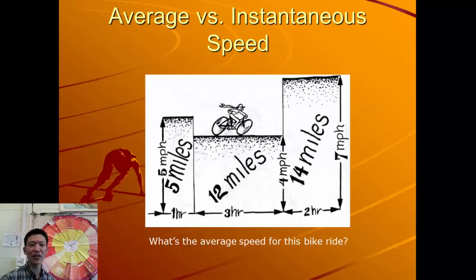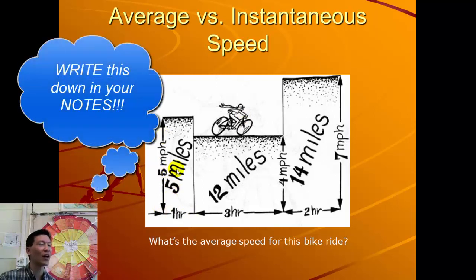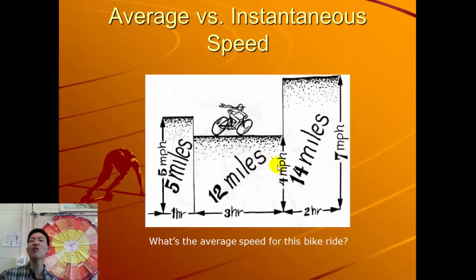Got it? Here's another example that's a little bit more concrete. Let's say you're on a bicycle, and for the first hour, you ride 5 miles per hour, so you go 5 miles. For the next 3 hours, you put on a little bit of speed, but you're actually a little bit tired, so you only go 4 miles per hour. My bad. For 3 hours, you go 12 miles. And then towards the end, you just sprint for it. You go 7 miles per hour. Wow. For 2 hours, you go 14 miles.